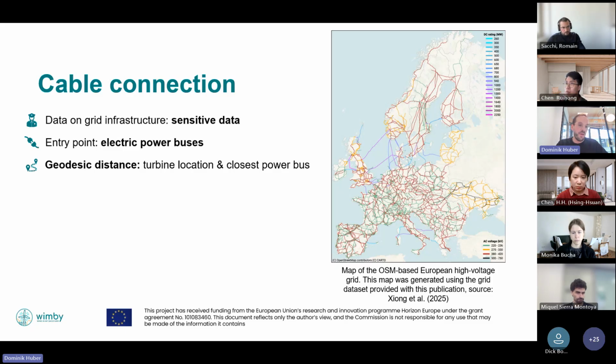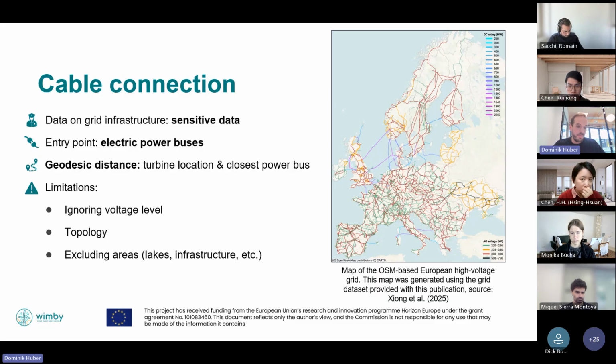So what we then actually did is we calculated the geodesic distance between the turbine location and the closest power bus in the European system. So obviously this is not a technically valid solution. It's just an approximation because we, for example, ignore the voltage level. If you have a very big farm, maybe you could enter at different voltage levels. That would mean another location, for example, versus when you have a smaller turbine. Then also topology, we have heard enough about this today, but we also didn't take into account lakes and infrastructure such as airport areas and so on. So it's literally just a direct distance connection between the buses and the location.